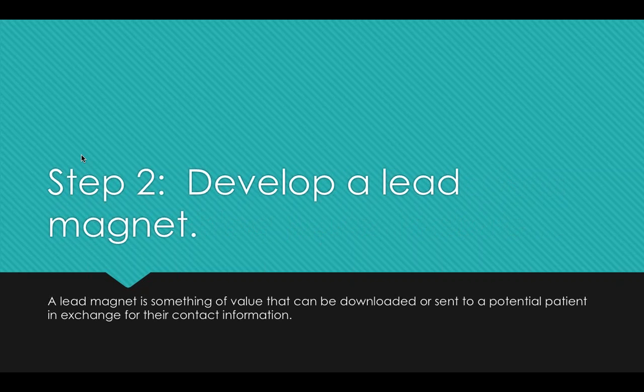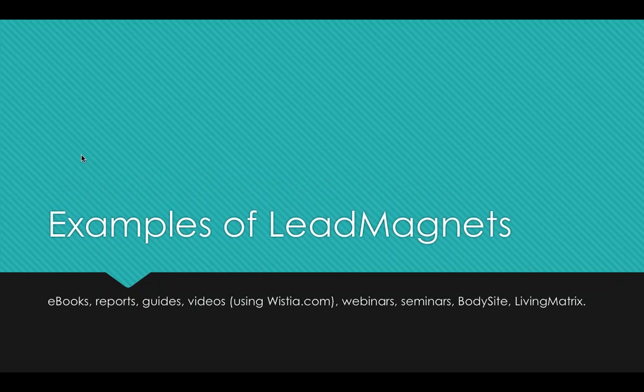So if you're a Facebook user, which if you're on this webinar, you probably are, because one of the only places you could register for this was on Facebook. So a lead magnet is something that can be downloaded in exchange for information, like I said. A lead magnet could be an ebook, a report, a guide, a video, a webinar like this one, a seminar. But what we're talking about here is something very simple.